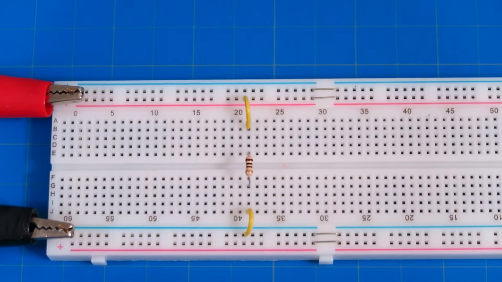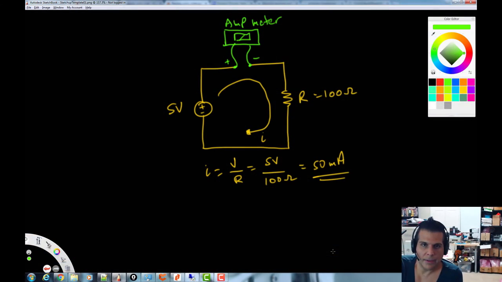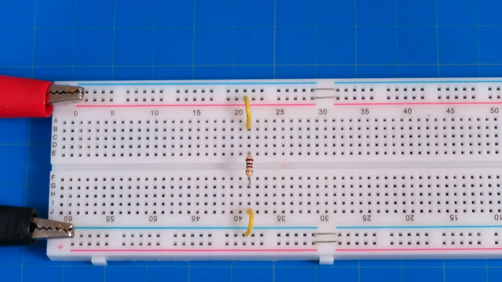And I look at the power supply, and it's actually saying 50 milliamps. So let's go back over to the computer, and let's go back to our calculation here on the screen, and you can see we have our circuit, and we computed 50 milliamps. All right, so we have that 50 milliamps, and that's exactly what we're getting.